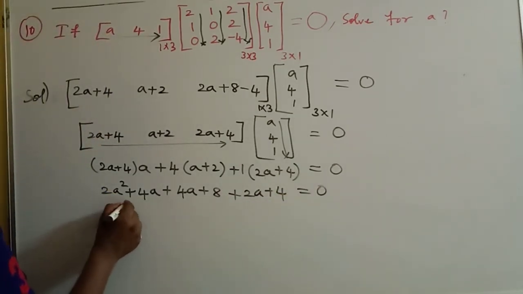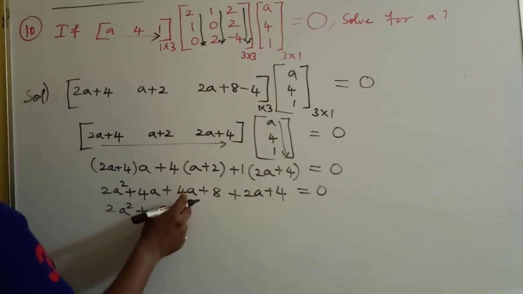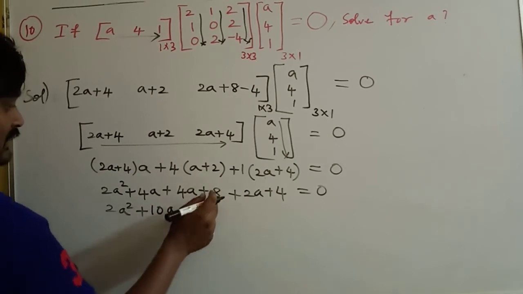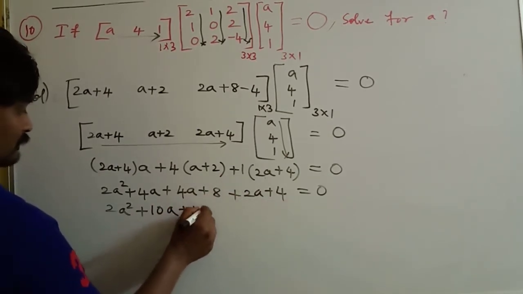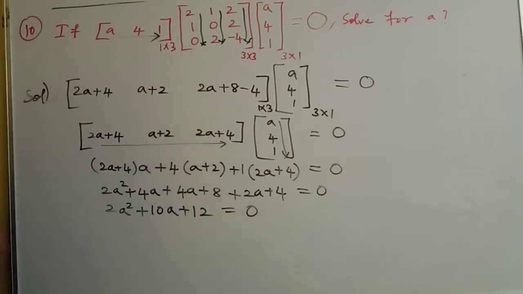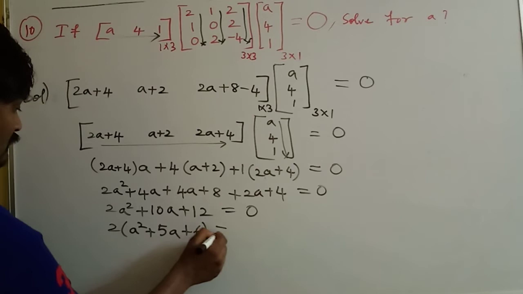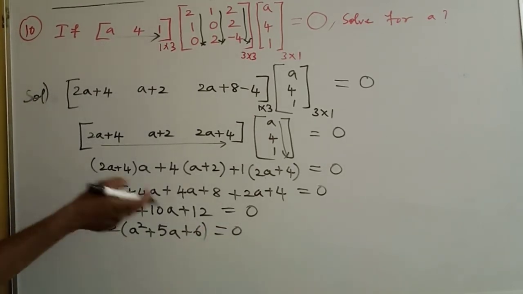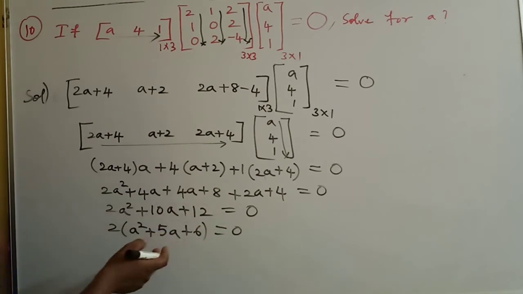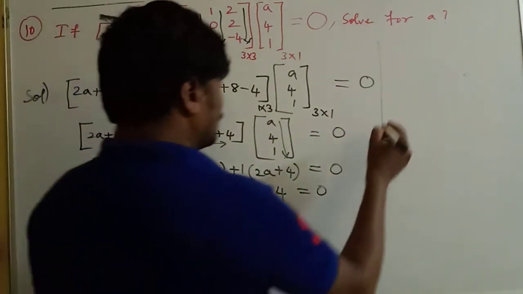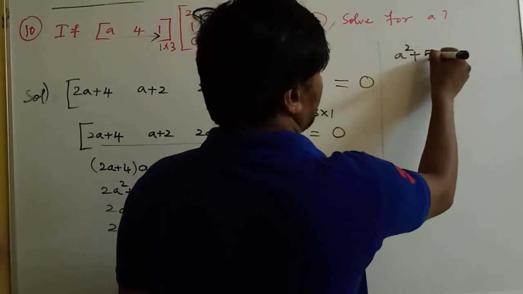Now 2a² as it is, plus 4a plus 4a is 8a, 8a plus 2a is 10a, so plus 10a, plus 8 plus 4 is nothing but 12, that is equal to 0. In all, 2 is common, so a² plus 5a plus 6 is 0. The 2 is multiplying, so going to the other side it becomes division, and 0 upon 2 is nothing but 0. So now what you got at last is a² plus 5a plus 6 equal to 0.